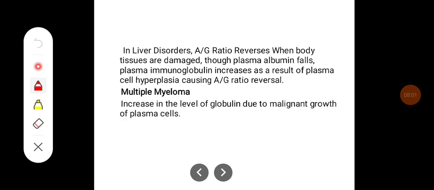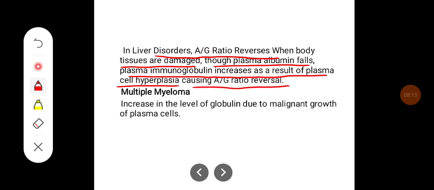In liver disorders, the A/G ratio reverses when the body tissues are damaged. Though plasma albumin falls, the plasma immunoglobulin increases as a result of plasma cell hyperplasia, causing A/G ratio reversal. Multiple myeloma is where there is an increase in the levels of globulins due to the malignant growth of plasma cells.